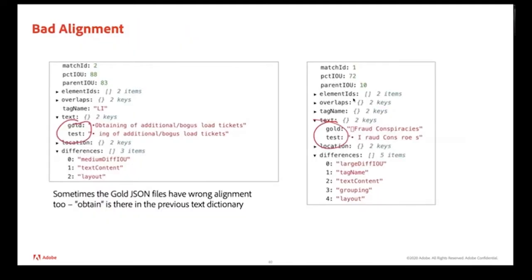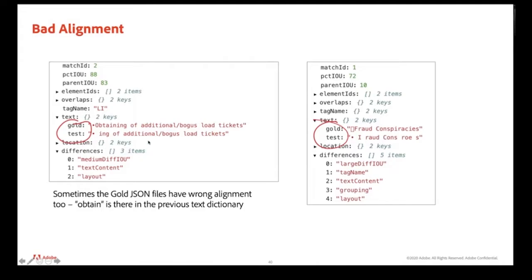The second limitation is bad alignment. Even within the gold JSON files that we have, the alignment is not good. So this actually, the test basically means the OCR thing. The letters obtained did exist in the OCR text, but they were shifted to the previous dictionary element.